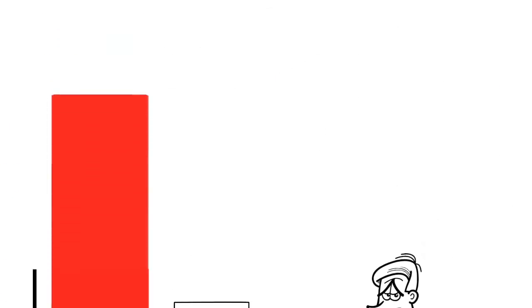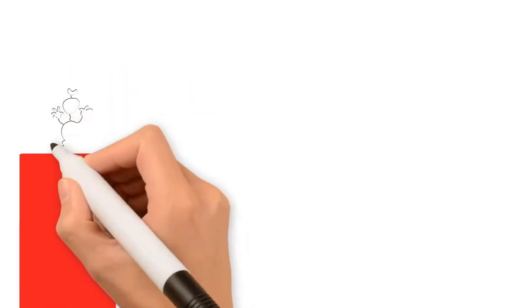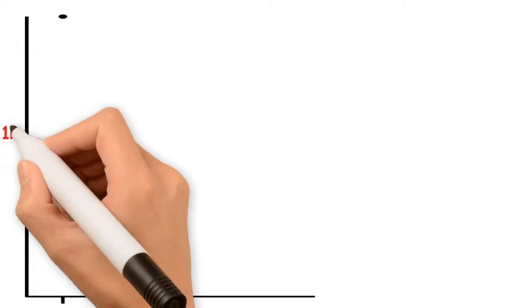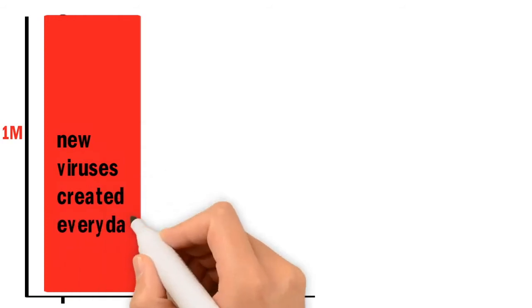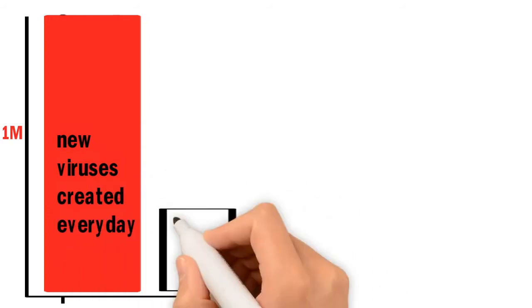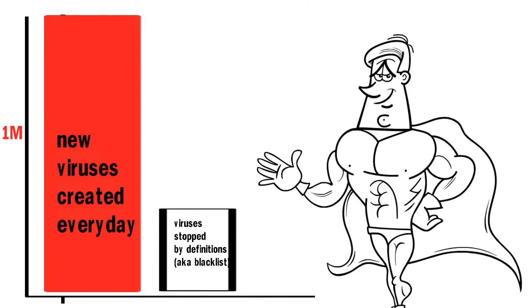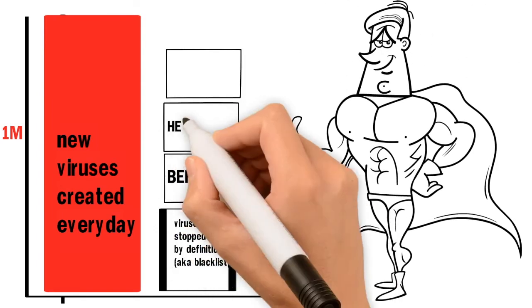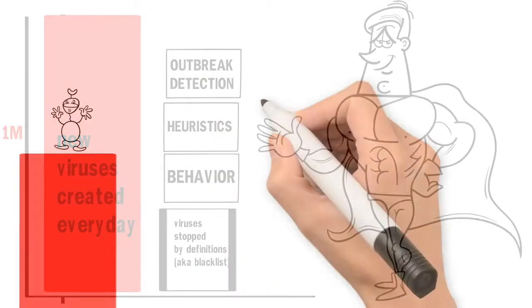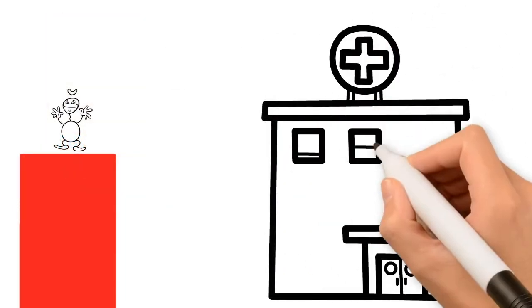Antivirus companies add tens or even hundreds of thousands of common malware threats to their databases each day. This, however, is not enough. There are over a million pieces of new malware created each day, and antivirus companies are not able to keep up. Modern antivirus software is adding new methods such as behavioral monitoring, heuristics, and outbreak detection to detect these unknown viruses. While these additional methods are shrinking the gap, antivirus software still falls short of protecting businesses.